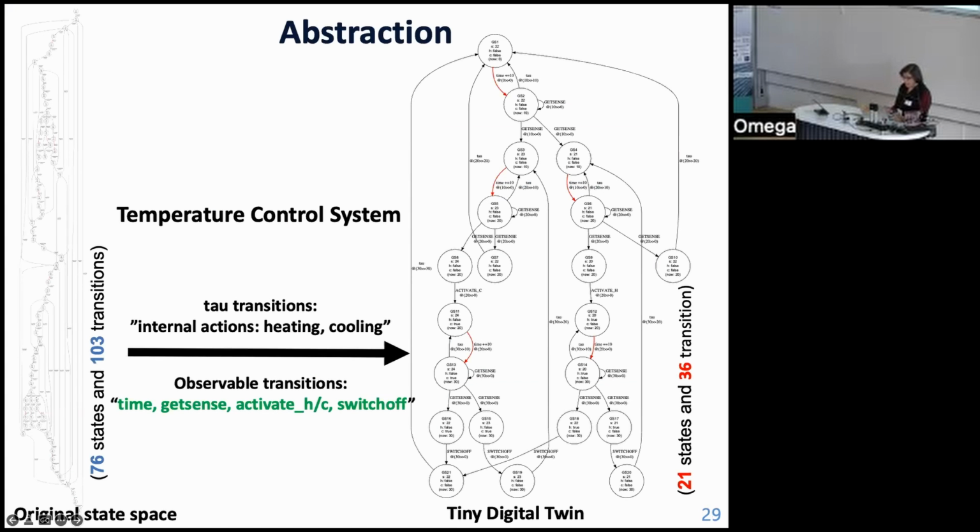So the abstraction is like this. You got this big state space with 76 states and 103 transitions, and then you reduce it to 21 and 36. How? You just keep these actions: time, get sense, activate, and switch off. And the others, the internal actions like heating and cooling, are hidden. Then you merge. This merging can be tricky. It can actually go wrong easily. We use a well-established tool for that, but we had to map our output to their input. And again, we used the theory there.